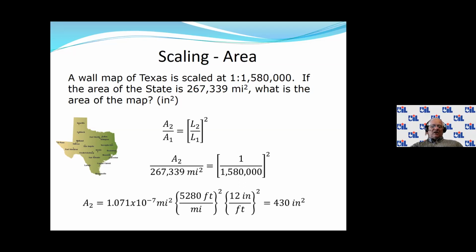And so then I have a couple of conversion factors, converting miles to feet, and feet to inches. And I use squiggly brackets for the conversion factors. And I have to square that because it's square miles to convert to square feet to convert to square inches. And it comes out to be 430 square inches. So about 20 inches by 20 inches, sort of a square-ish kind of shape. So again, this is a way that we can relate areas in geometrically similar figures using the lengths.